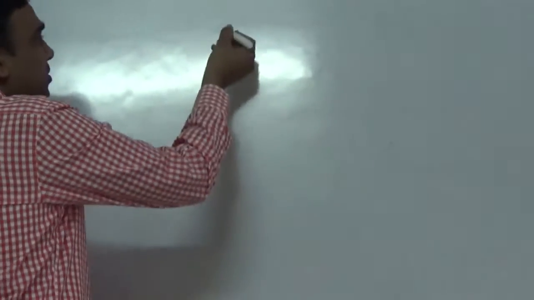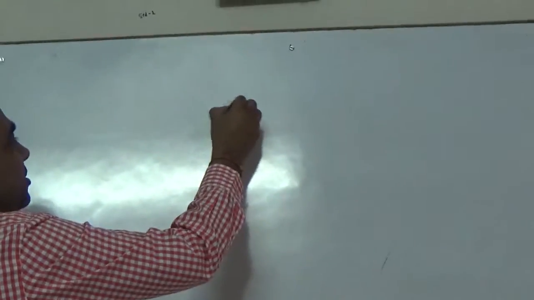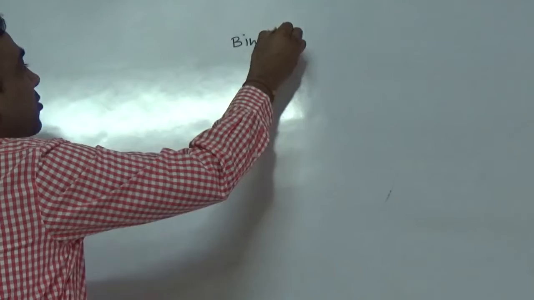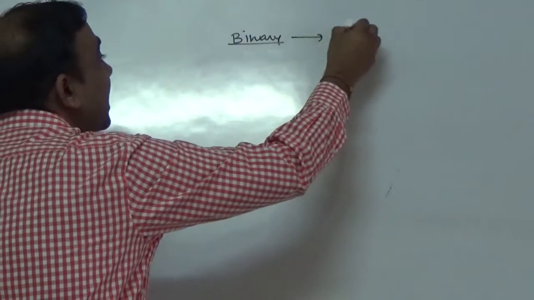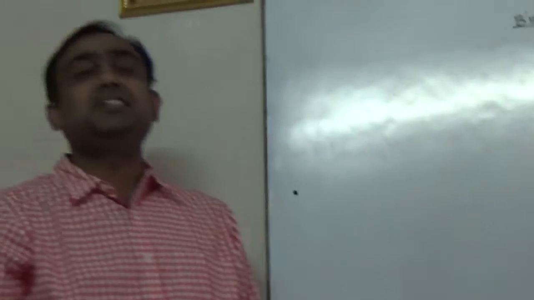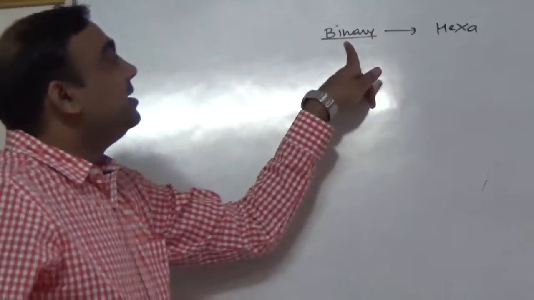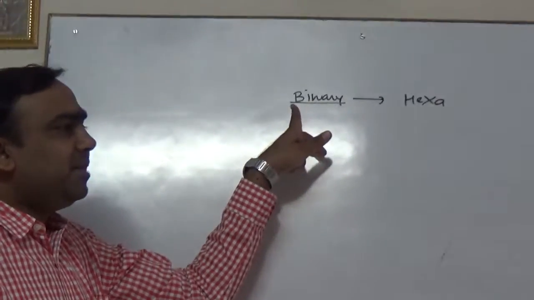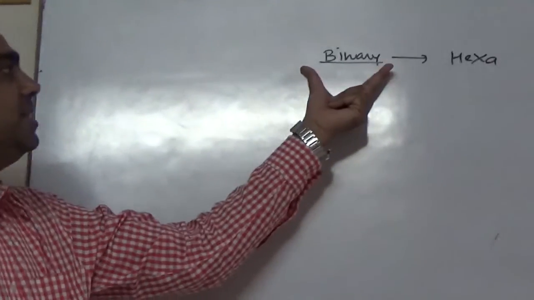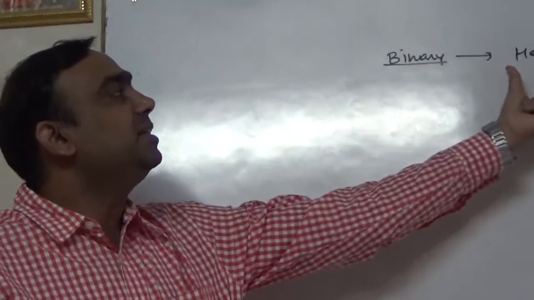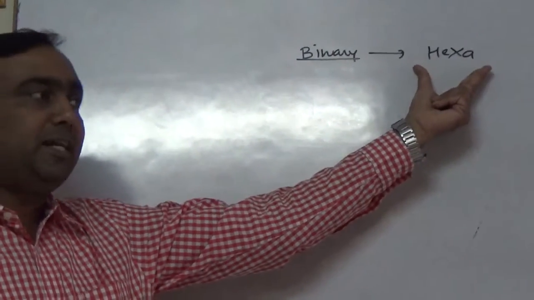Now the most important thing that we want to discuss is how to convert from binary to hexa. In the previous lecture we discussed that hexa is used for the presentation of binary numbers. Since writing binary numbers is a tedious job, you can easily write in hexa. It's a compact way of writing binary numbers.